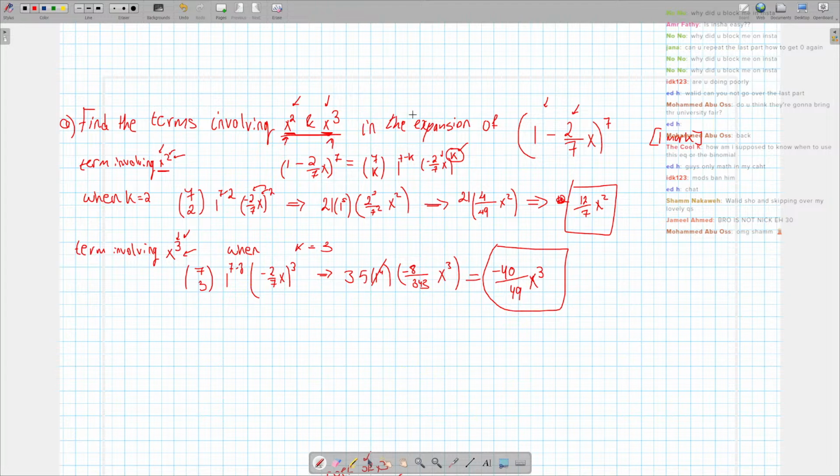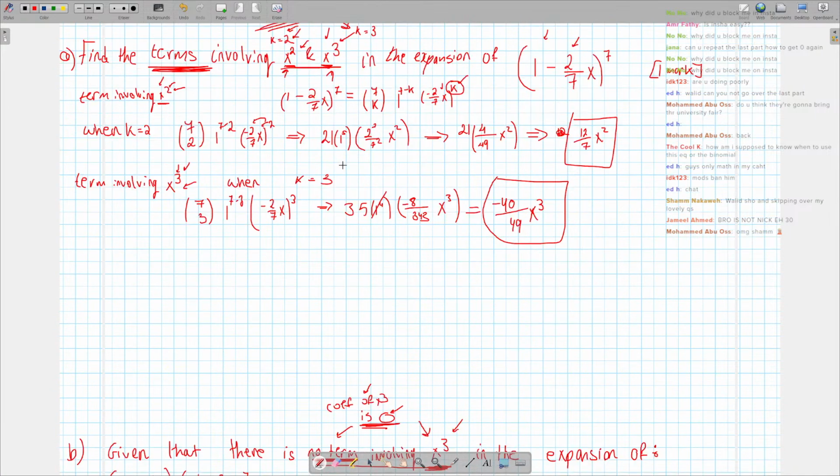If they ask you to find a specific term, you want to know the k value, because the k value is different for every single term in the binomial expansion. For example, the term involving x squared is k equals 2, and the term involving x cubed is k equals 3. When they ask you to find the term, you want to check your k. That's what distinguishes each term.